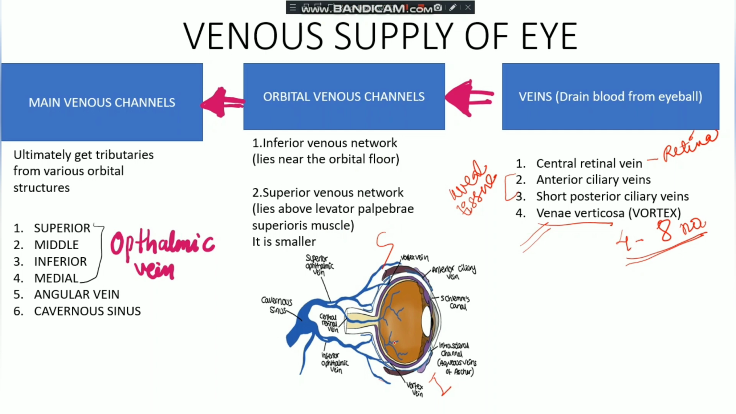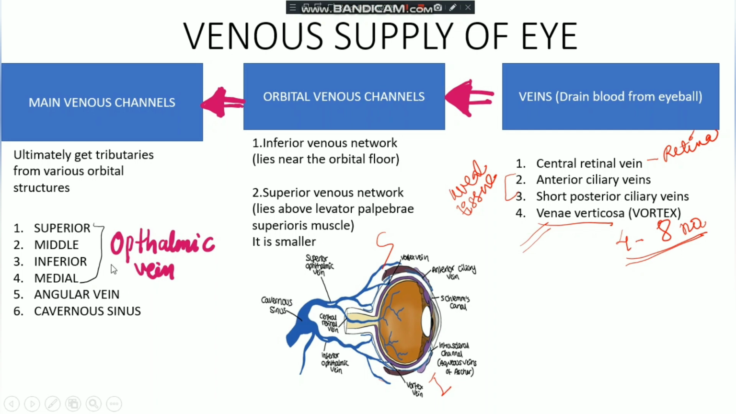These venous channels will ultimately drain into the main venous channels. Main venous channels include the superior, middle, inferior, medial ophthalmic veins, the angular vein and the cavernous sinus. They ultimately get tributaries from various orbital structures. Again, recalling the names: superior, middle, inferior, medial ophthalmic vein, like the superior ophthalmic, middle ophthalmic and so on. So these four are the ophthalmic veins. Then come your angular vein and your cavernous sinus.